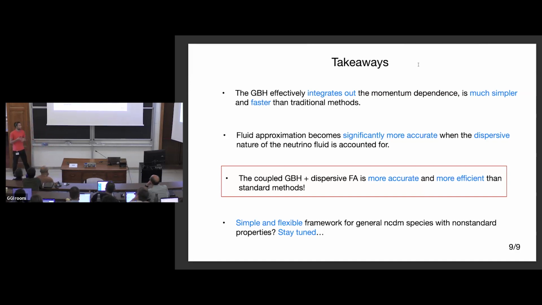For now, I'm only considering the scenario of standard neutrinos, but for the future, I think this is a very simple and flexible framework for considering a general NCDM species with non-standard properties. So stay tuned for that. I hope to go in this direction moving forward. Thank you.